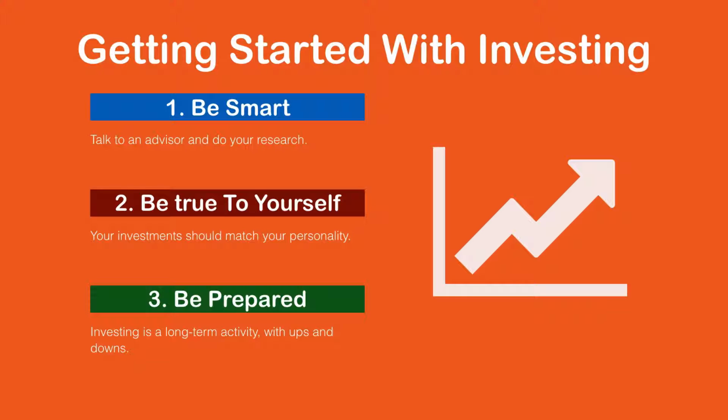Let's look at an example. Suppose you invested $100 at 10% simple interest for 1 year. At the end of that year, you would have $110. $100 that you initially put in, plus the $10 that your money earned.